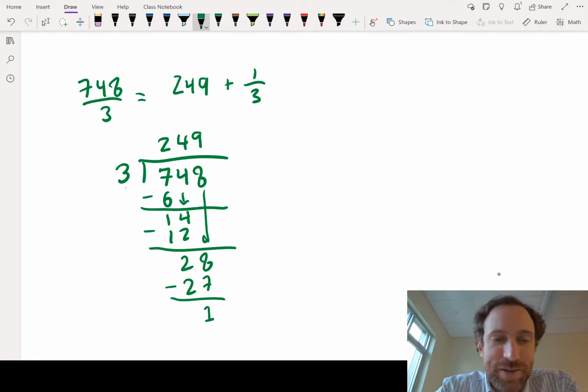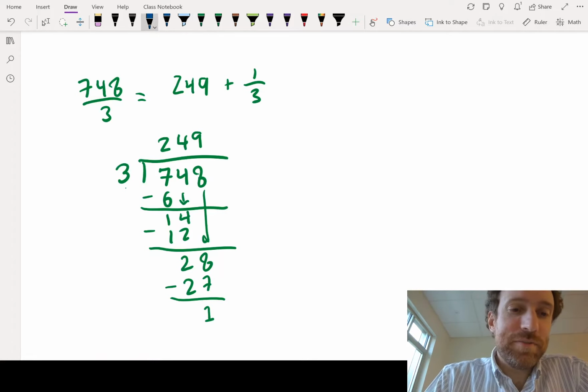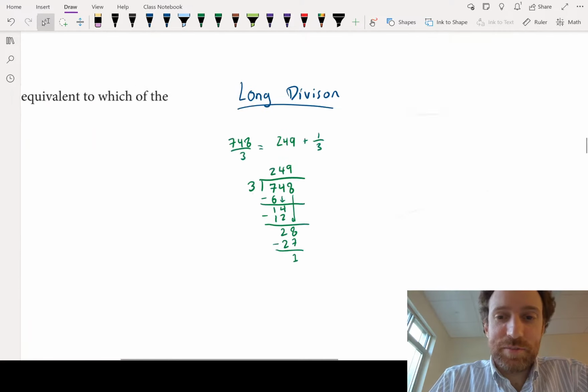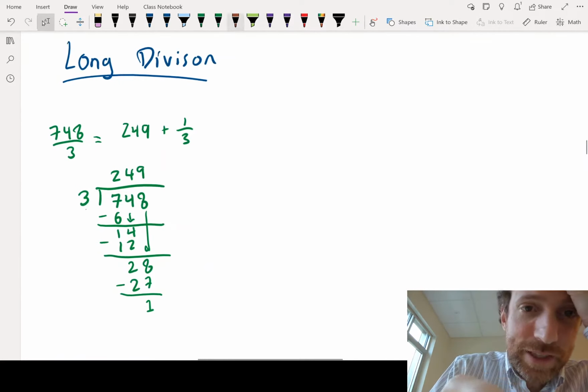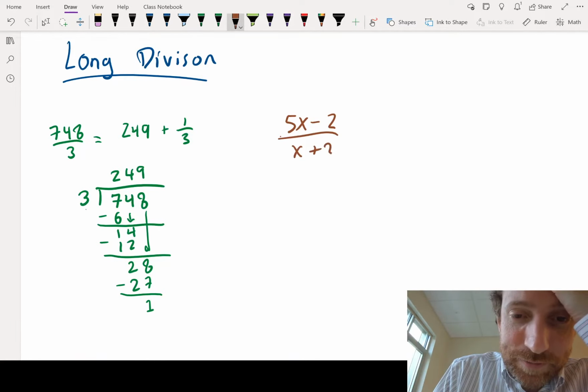All right, if you can do long division with numbers, then you can do it with polynomials. Let's try our polynomial division problem. So the question was 5x minus 2 over x plus 3. Let's give that a try. 5x minus 2 over x plus 3.